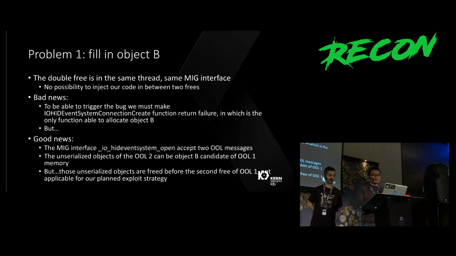So before a successful exploitation, we have to resolve several things. The first thing is we need to fill in object B, which is quite important. The difficulty is that the double free is in the same thread, so we cannot inject our code in between. That's very bad news. We also need to, because of the nature of this bug, make the IOHIDEventSystemConnectionCreate function return failure, which is the only function where we can allocate some objects, which we call object B.